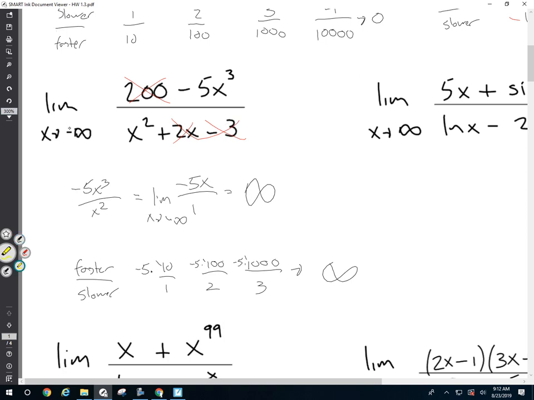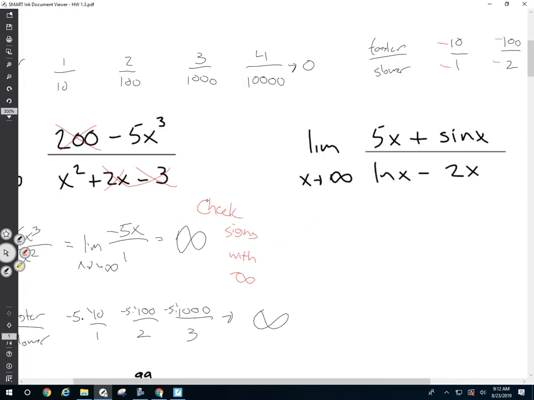So those two examples, you're not always positive infinity. Sometimes it's negative infinity. If this was a plus 5x cubed, then this would be a negative, and this would be a negative. So don't assume it's always going to be positive infinity. Don't assume it's always going to be negative infinity. You have to check your signs whenever you are answering infinity.